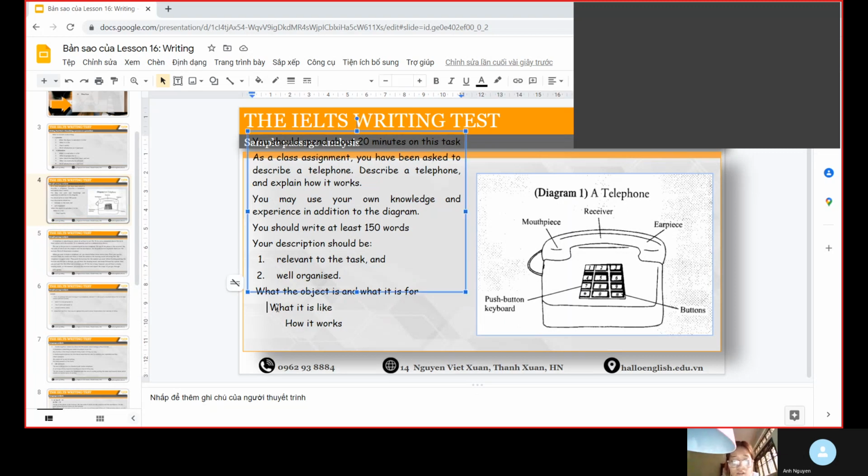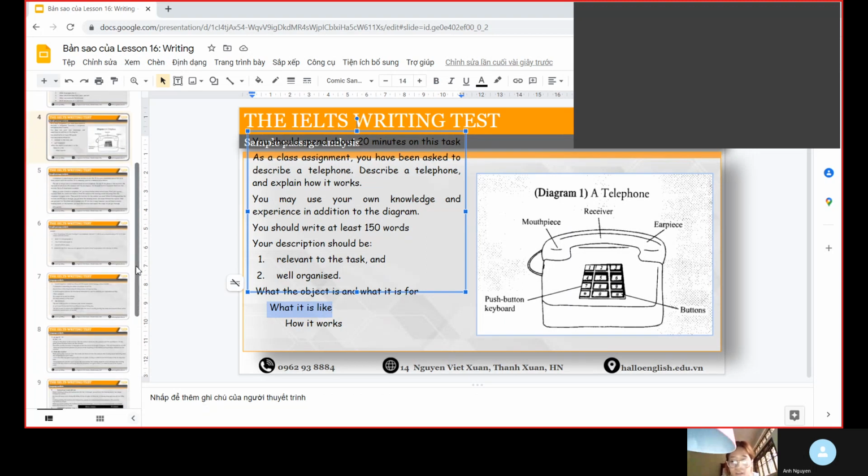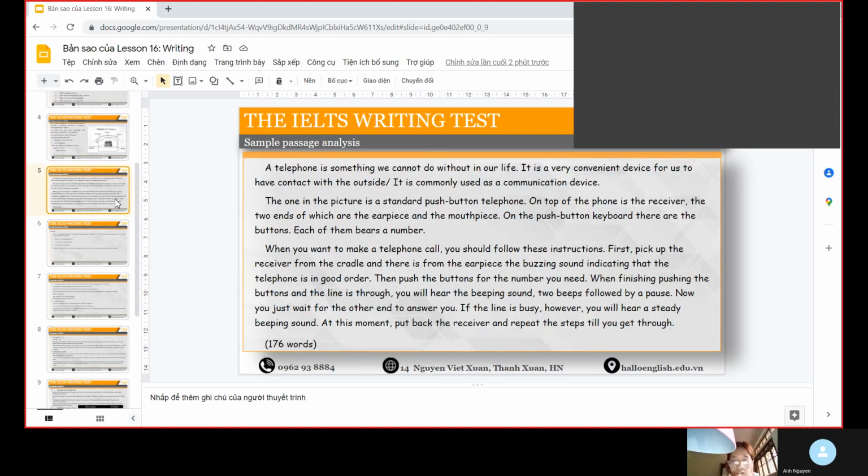So please remember, when you want to describe a process or procedure of something, and there's a question what it is like, please describe the appearance of the object. The details of it, describe everything that you can see in the picture of the object.